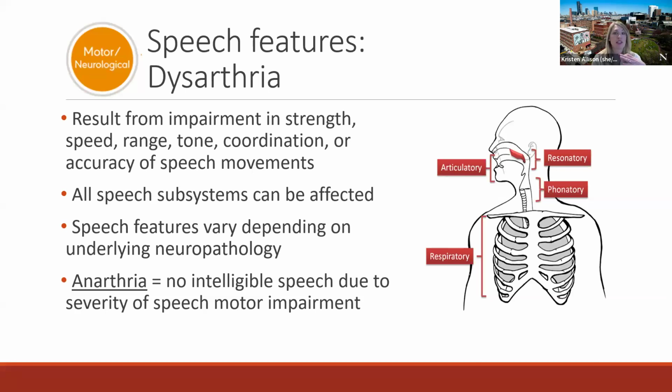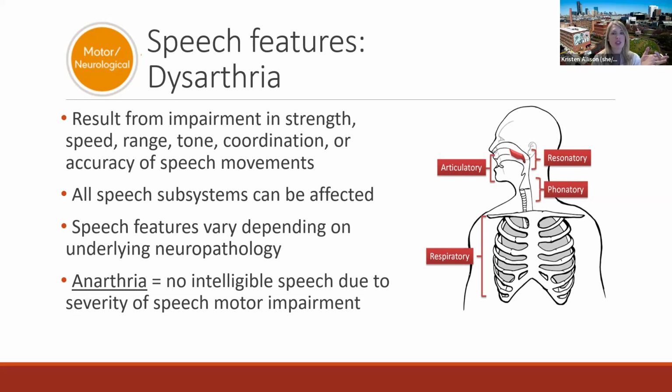Dysarthria can vary widely in severity, from very mild impairment, where the child is very intelligible but has some noticeable differences in the naturalness or quality of their speech, to very severe. When motor speech impairment is so severe that the child has no intelligible speech, we refer to that as anarthria. A key difference between dysarthria and other types of speech sound disorders is that in dysarthria, all speech subsystems can be involved: respiration, so the breath support for speech, phonation or voicing, voice quality, resonance, so how nasal a person's speech is, and articulation.